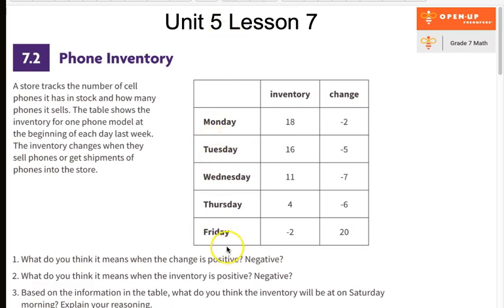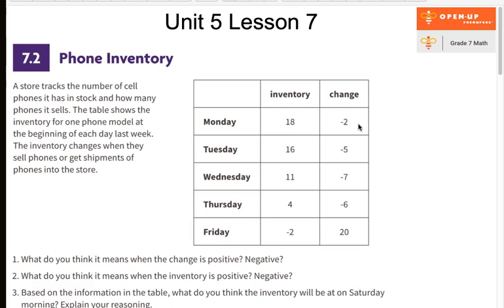So here's the days of the week. This is the inventory and the change in their inventory. What do you think it means when the change is positive or when the change is negative? So when the change is positive, the inventory increases, and the negative means the inventory decreases.